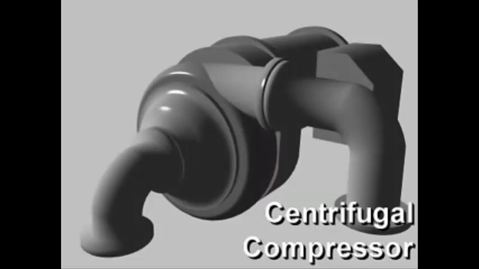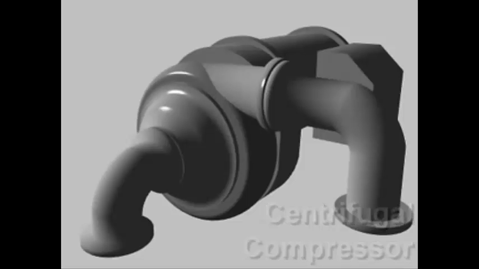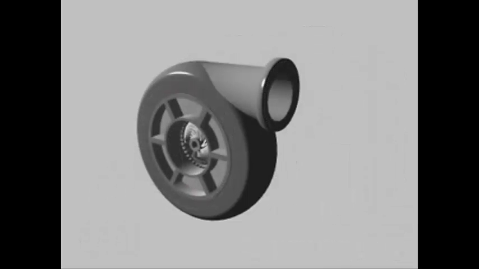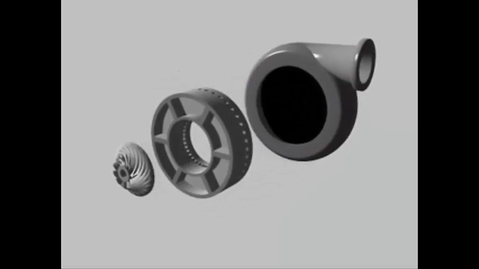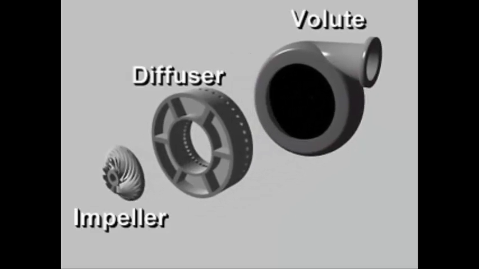Let's examine the centrifugal compressor, which uses non-positive displacement vapor compression for compressing large amounts of refrigerant and is typically used in very large capacity cooling systems. A centrifugal compressor has three basic components: an impeller, a diffuser, and a volute casing. Large capacity centrifugal compressors may have two or more impellers or stages in the same casing.